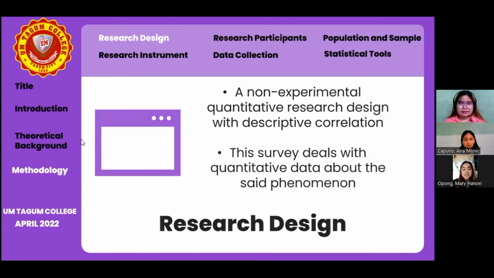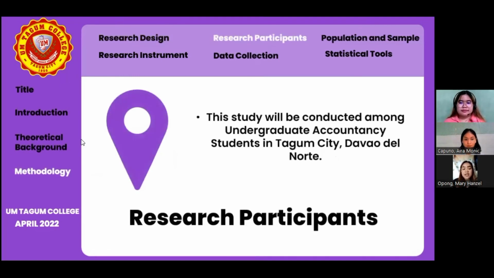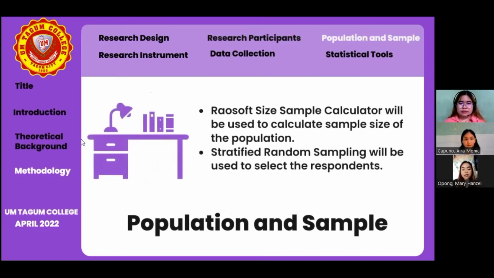Next is research participants. This study will be conducted among undergraduate accountancy students from tertiary institutions offering BS accountancy courses in Tagum City, Davao del Norte, who are currently enrolled in school year 2021 to 2022. And for our population and sample, the Raosoft sample size calculator will be used to calculate the sample size of the population, and stratified sampling will be used to select the respondents, and the participants will be randomly selected.